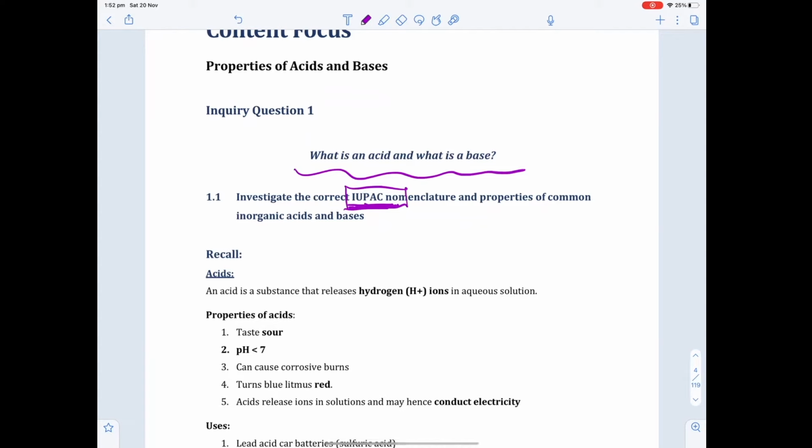IUPAC is the International Union of Pure and Applied Chemistry. They're like the governing body on how to name things. When you do organic chemistry, which is going to be in Mod 7, they'll literally dictate the entire syllabus, and I'll show you how to name every single type of organic molecule. Okay? Good. So we're looking at inorganic acids. Do you see that? We're not going to be looking at vinegar, which is an organic acid. We're going to be looking at the basic acids.